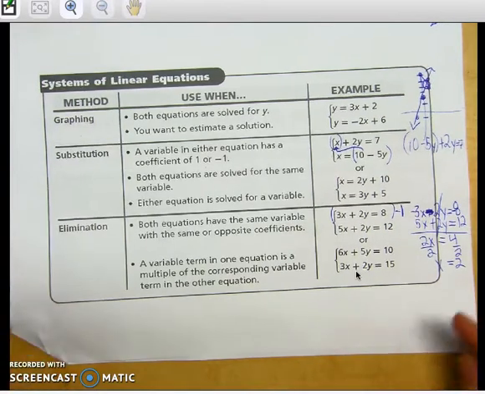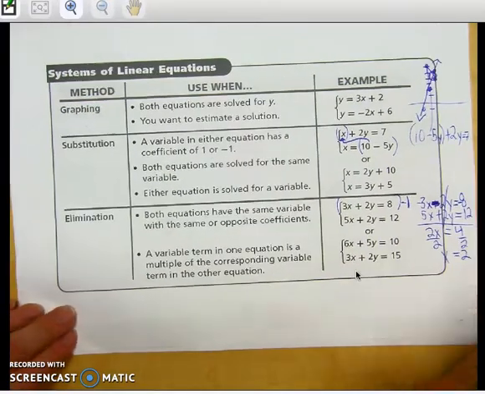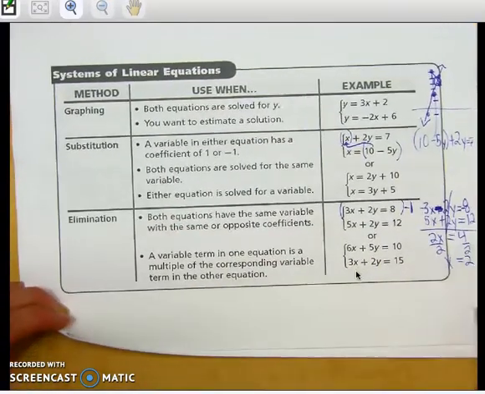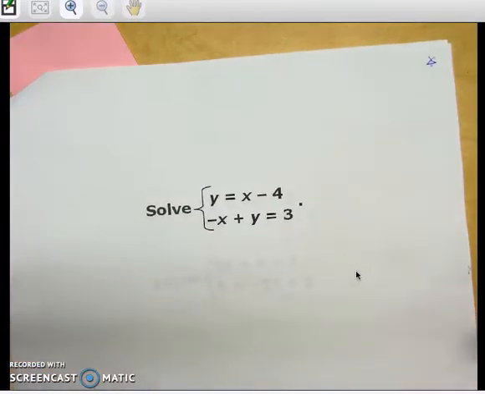Right? So just a review of the different methods that we learned. We're going to be using these to help us solve these special systems of linear equations today. And hopefully when we do an example, this will make sense. So let's turn the page. This is going to be our first example of the day.